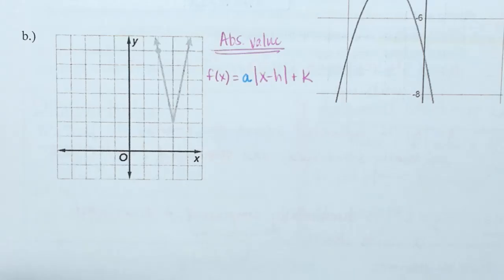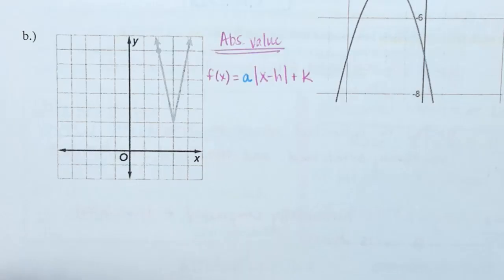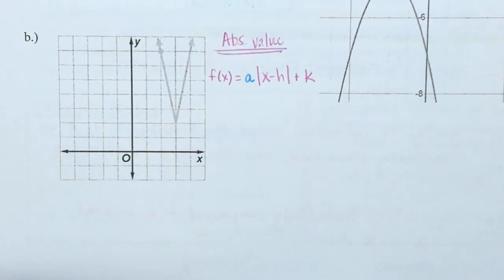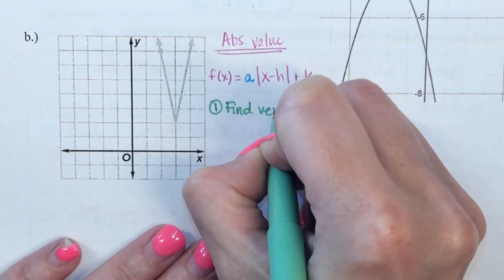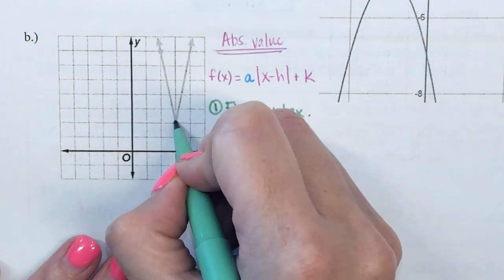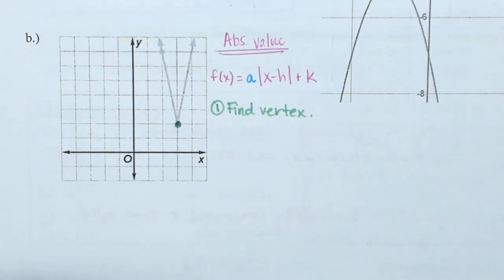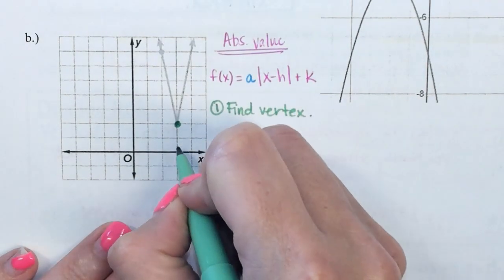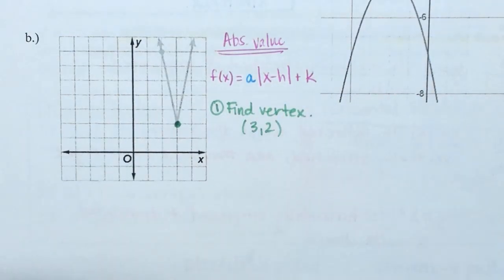So yesterday when we did this, our a value was 1. We didn't have to worry about that. Now we're going to pay special attention to it when we are solving these problems. The first thing you're going to want to do is find your vertex. The vertex is just the highest or the lowest point. It's that point in the middle. Okay, it's symmetric about that point. So I'm going to go over 1, 2, 3, up 1, 2. So my vertex is (3, 2).